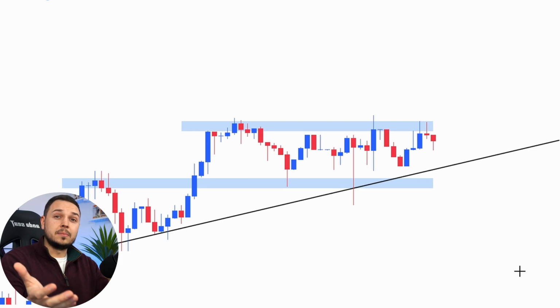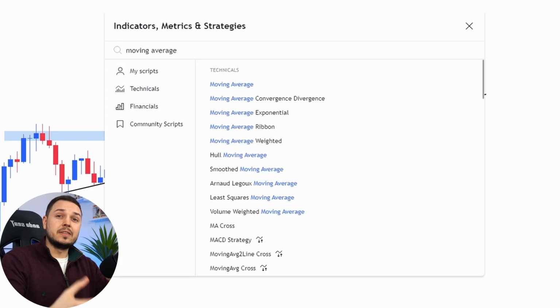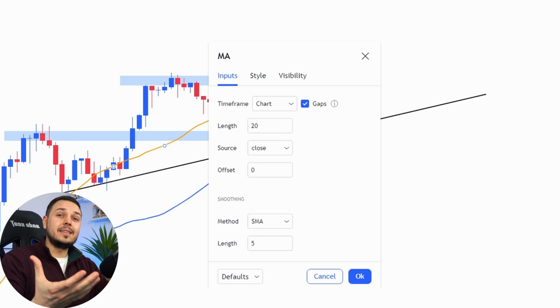Now we need to add some technical indicators. These will be the moving averages. The ones I'm going to use are the 20 and 50 simple moving averages. So follow along, go to the TradingView indicator section. Under technicals, you will find moving average, and double click on it. Now in the settings tab, make sure to change the length from 9, which is the default length, to 20 for the first moving average and 50 for the second.